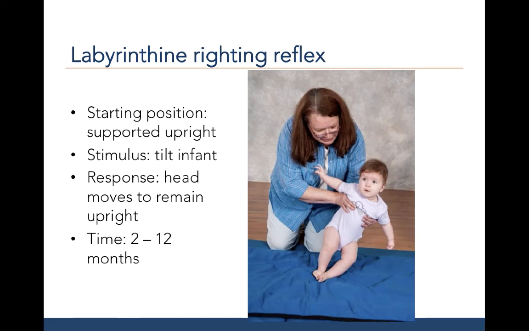The labyrinthine righting reflex is an example of an infant postural reaction. The infant starts in a supported upright position. When the infant is tilted, the head moves such that the infant can maintain upright head position. The infant shows this righting reflex from 2 months to about 12 months of age.